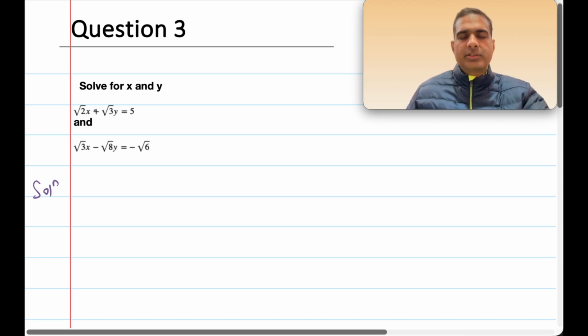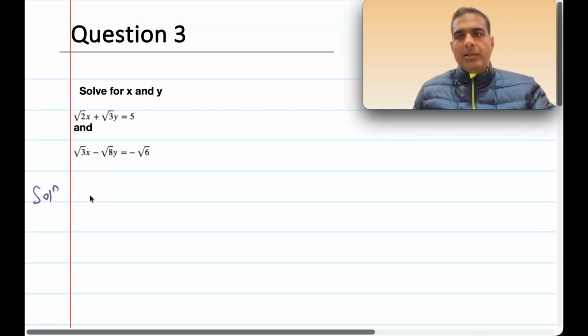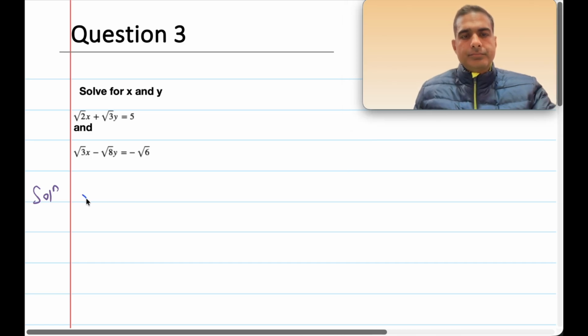We will try to make the coefficient of x equal in both the equations. So forgetting about the square root sign, the coefficients of x in both the equations are 2 and 3, and the LCM of 2 and 3 is 6. So we will try to make the coefficient of x root 6 in both the equations. So if I multiply by root 3 to the first equation, I would be getting root 6x plus, multiplying by root 3, so root 3 into root 3, the same number in root is being multiplied, so roots will be removed, so 3y is equal to 5.